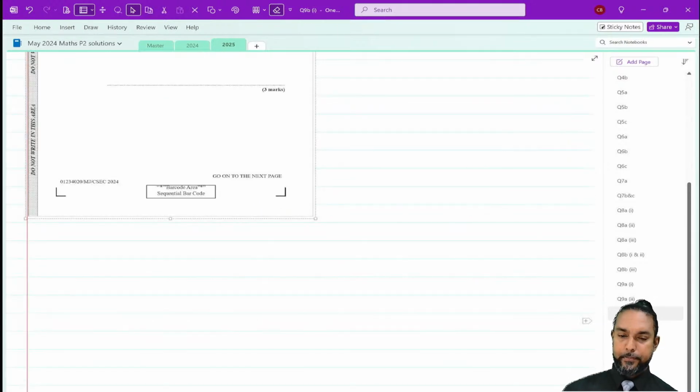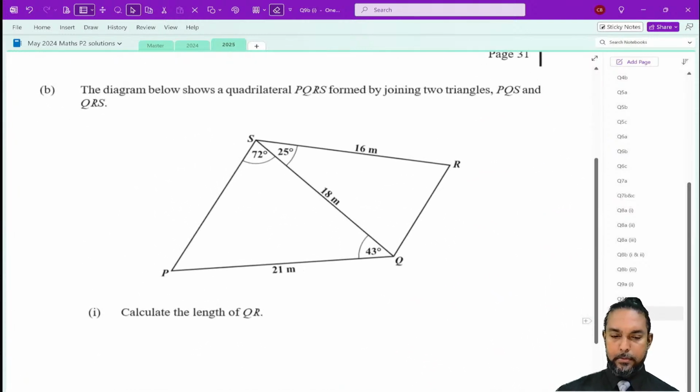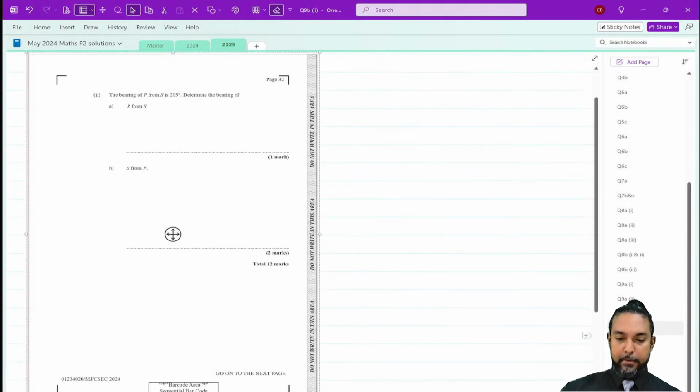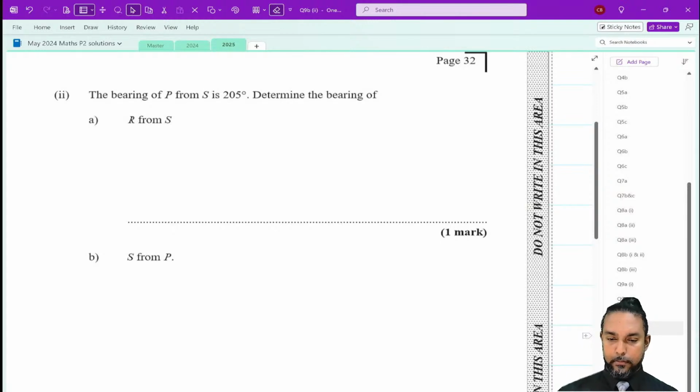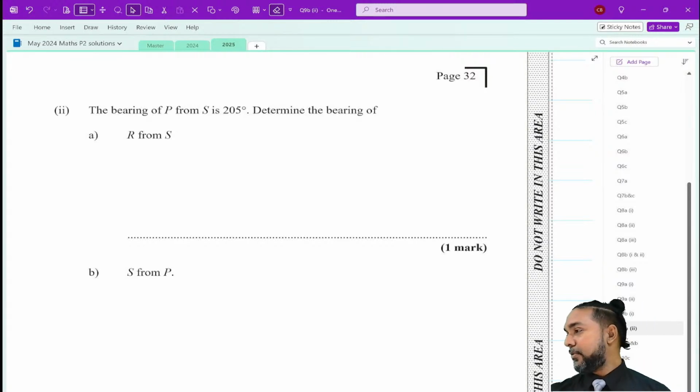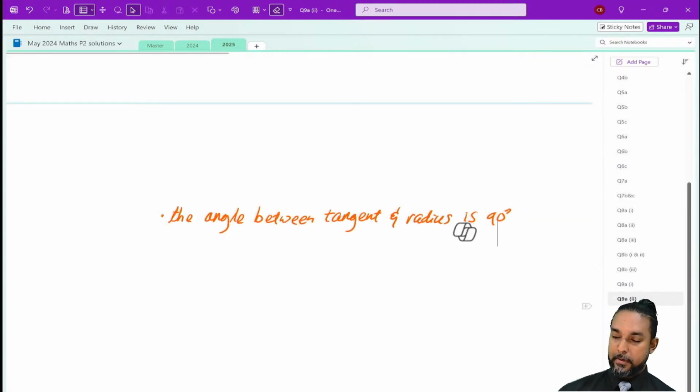Well, which one are you doing? Right. Which part are you asking? Bearing. Well, you could use the first part to do that. The bearing of P from S is 205. So you just had to subtract 180 from 205. You get 25. I'll show you just now.